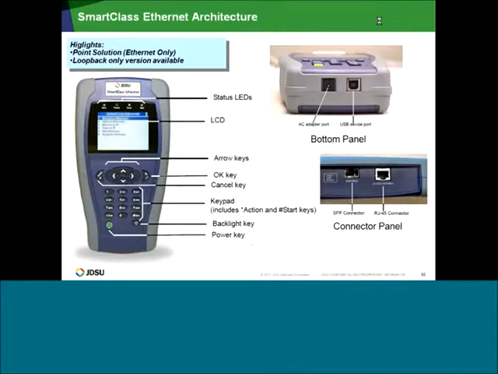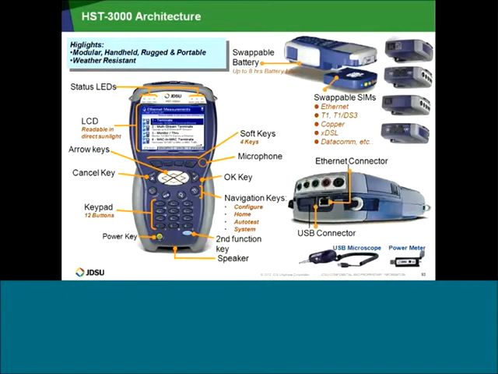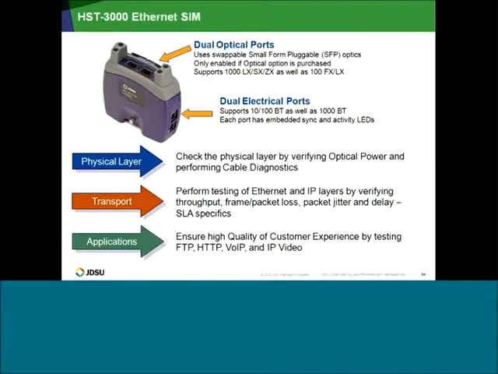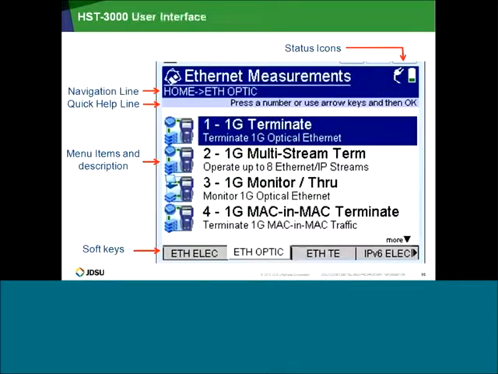Now, the SmartClass Ethernet, if you've ever seen it, is really there to be acting as a loop device. Really nothing fancy to configure other than to set it up as layer 2 or layer 3. That's it. Everything else would be configured from the near-end unit.